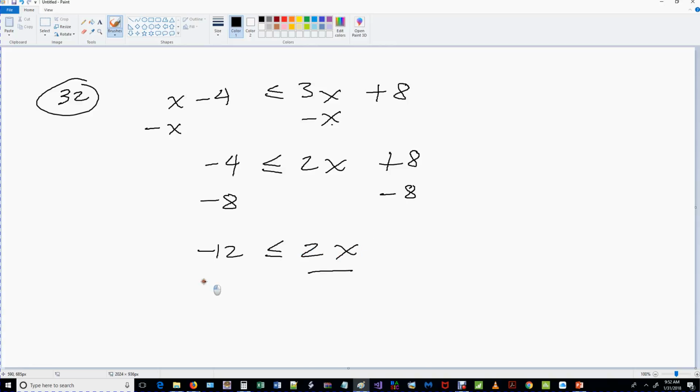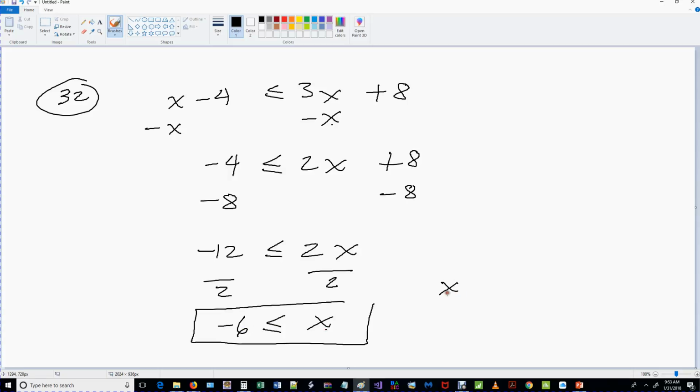Now we have to divide by 2. We divide by 2 on the left and the right. On the left you get minus 6. So this is the answer. So x is greater or equal to minus 6, or minus 6 is less than or equal to x. Either one is the solution. Notice the direction of the inequality. X is greater than minus 6, and that's the same as here, right? This is a minus 6.